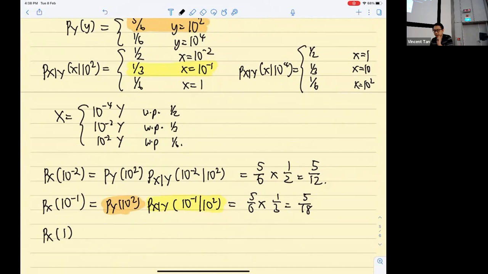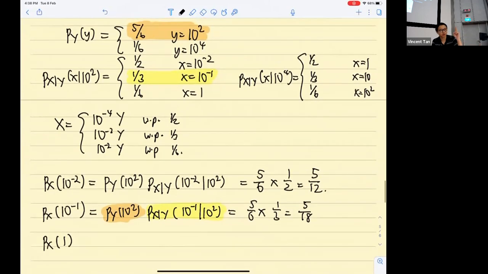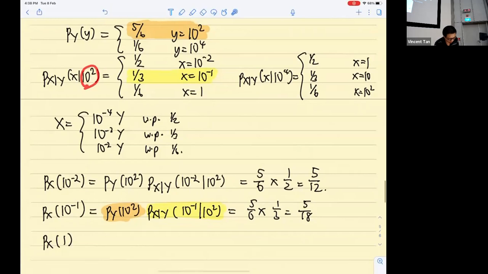This travel time can come about because of 2 reasons. It can come about because the message you send is short, or the message you send is long. Because if your message is short, with probability 1/6, you have the travel time x equals 1. If your message is long, then your travel time could be very short with a probability 1/2. So there are 2 options here.